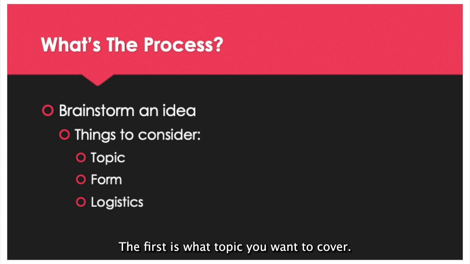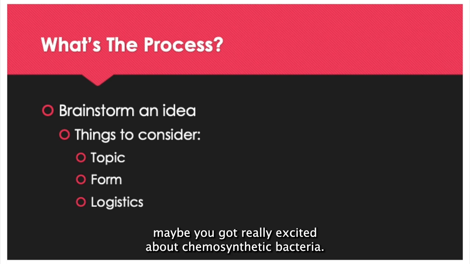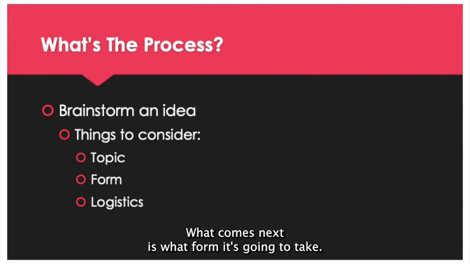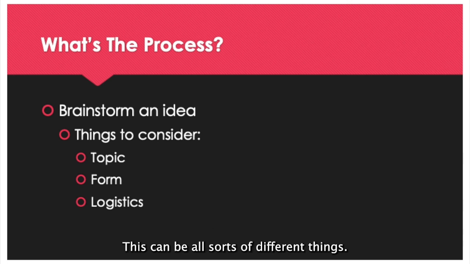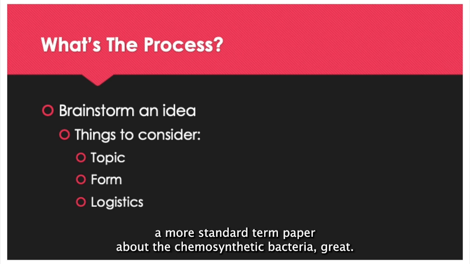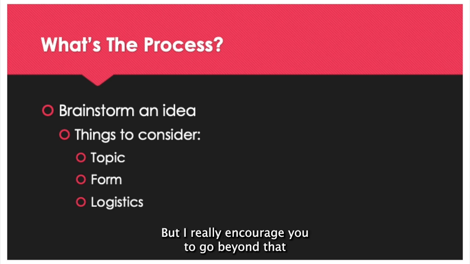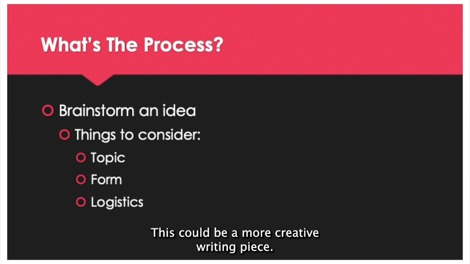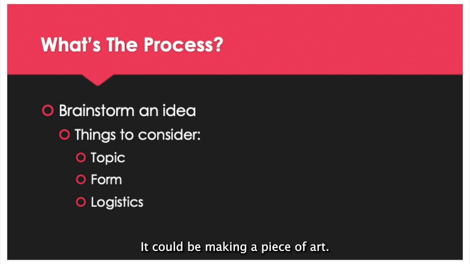The first is what topic you want to cover. For instance, in Unit 1, maybe you got really excited about chemosynthetic bacteria. Awesome. That's a great topic to cover. What comes next is what form it's going to take. This can be all sorts of different things. On the more standard end of things, if you would like to write a more standard term paper about the chemosynthetic bacteria, great. But I really encourage you to go beyond that and to try out other different forms of exploring this idea. This could be a more creative writing piece. This could be making some sort of video. It could be making a piece of art. The floor is wide open.